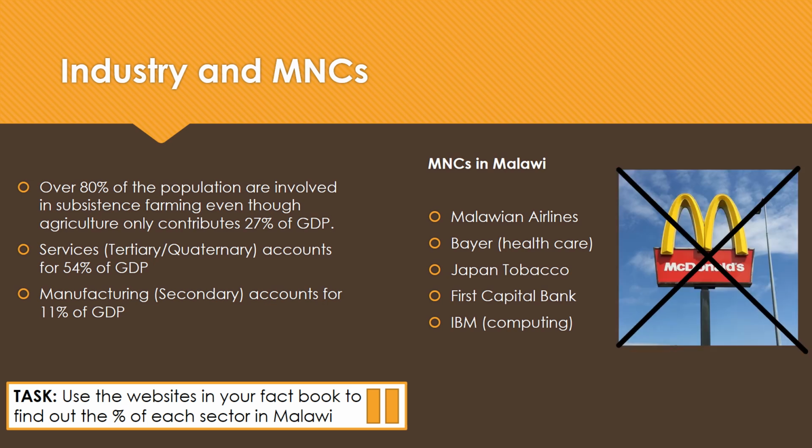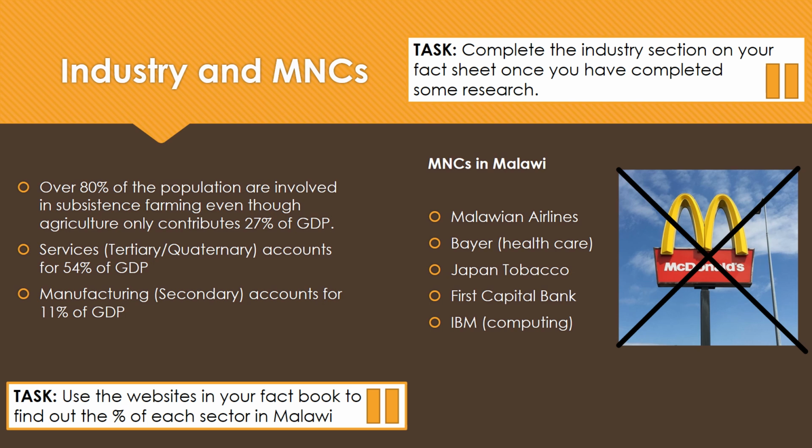But also, an interesting fact for you guys to know is that there's no McDonald's in Malawi. So a lot of African countries don't actually have McDonald's because there's not a need for them. If you think quite a lot of the people might be quite poor in Malawi, then they're not going to be able to afford McDonald's. So imagine living in a world where you can't go to McDonald's as often as you want. So have a go completing this section on your fact sheet around the multinationals.